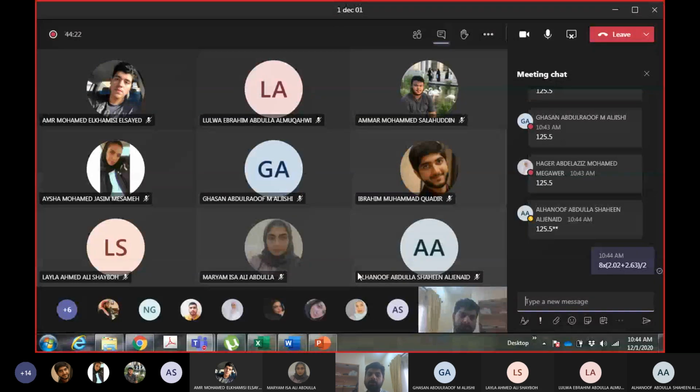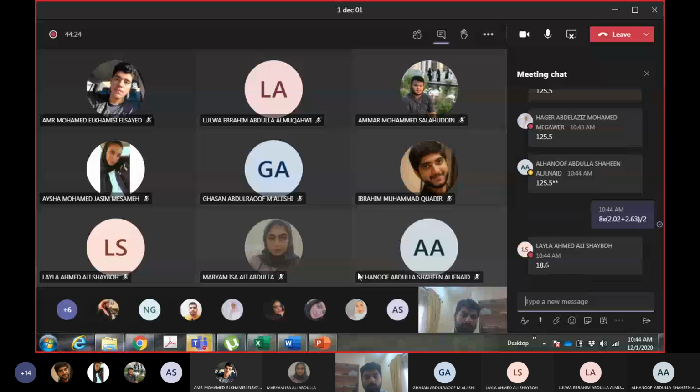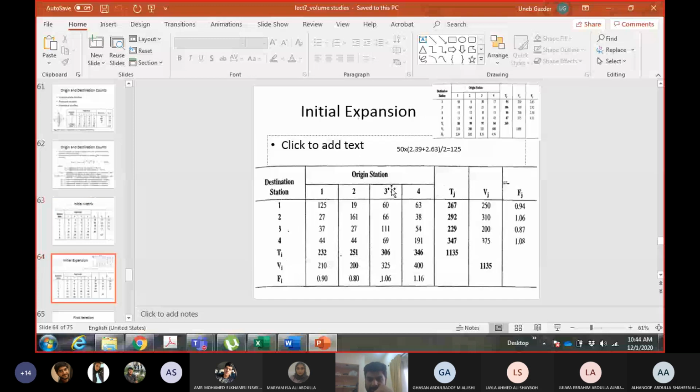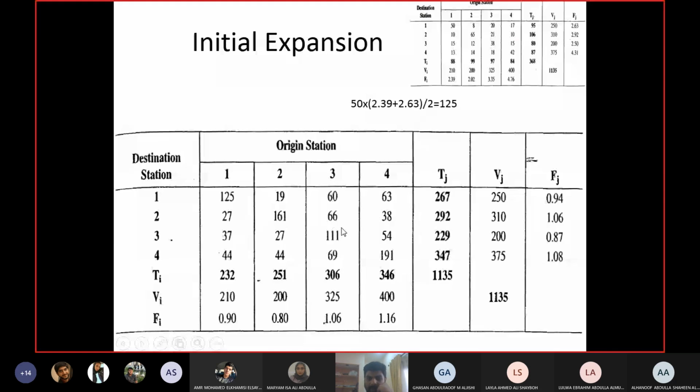So you will do this for all the values in the matrix and you will get this new matrix. You can see they have done some rounding off here. So you have the new summations of each row and column, which are represented. The T values are the new summations.